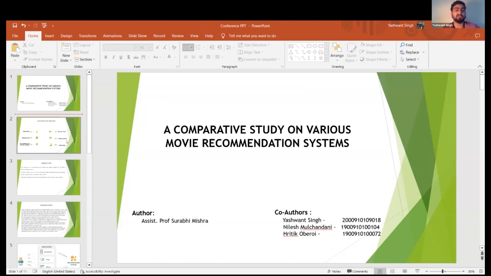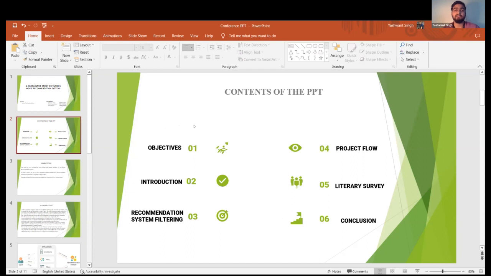So here goes the PPT, and the contents of the PPT are: first, our objectives, followed by the introduction, then the project flow. Then after we'll look into some literature surveys, followed by the conclusion.